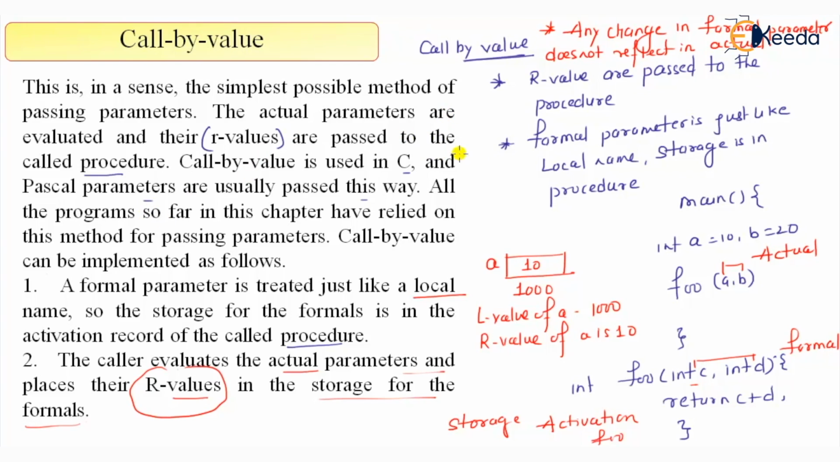So you change the parameter here. Return c plus d is not changing any value, just returning c plus d. But suppose I say c plus plus or d plus plus, that does not have any effect on a and b. That is the meaning of the statement.